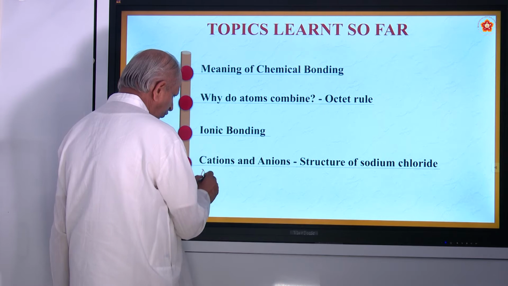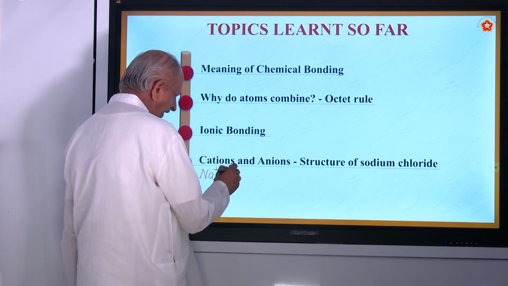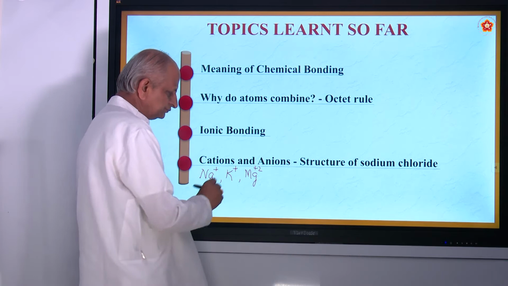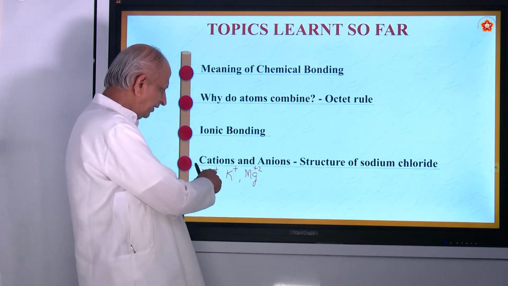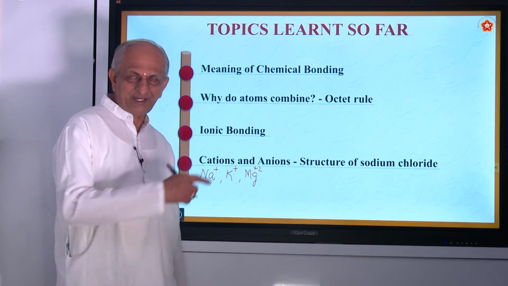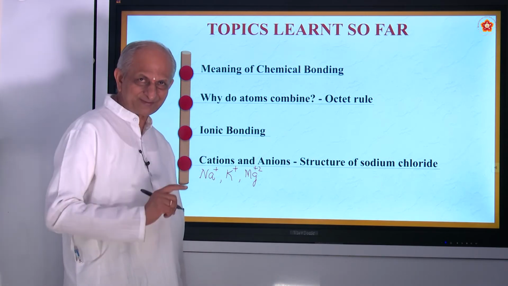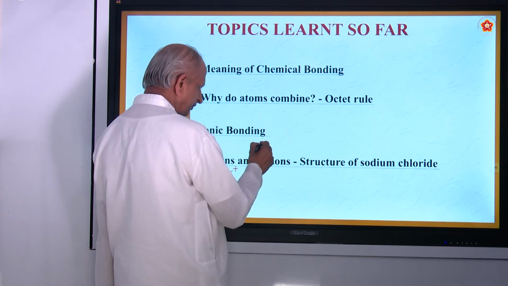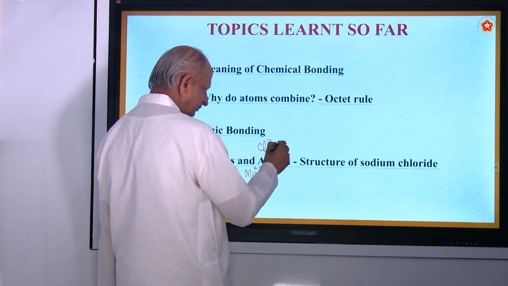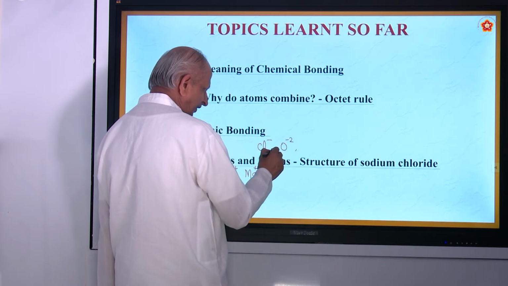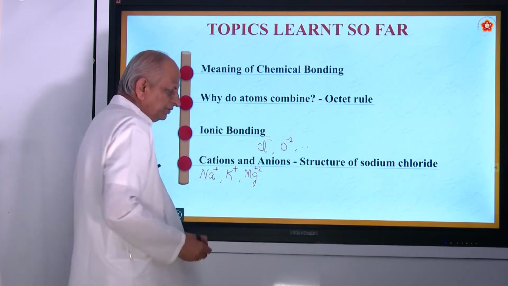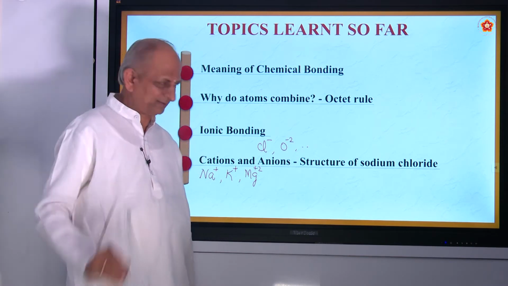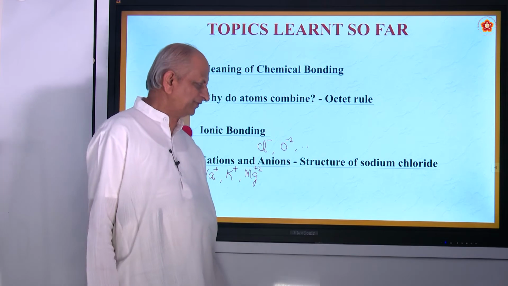Okay, for example, sodium is a cation. Potassium is a cation, magnesium is a cation, and so on. These are all called cations. Why are you writing plus plus? Because in that case, the number of electrons will be less and the number of protons will be more. And what are anions? For example, chloride ion is an anion. Oxide is an anion. Like that. After gaining electrons, what happens? The number of electrons becomes more than the protons. And that's why the name anions.